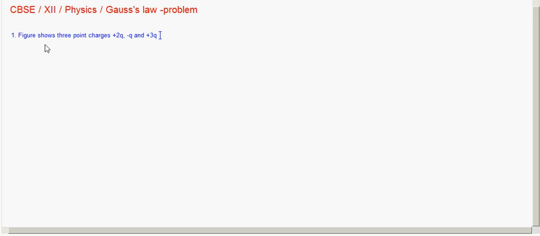Two charges, plus 2q and minus q, are enclosed within a surface S. What is the electric flux due to this configuration through the surface S?